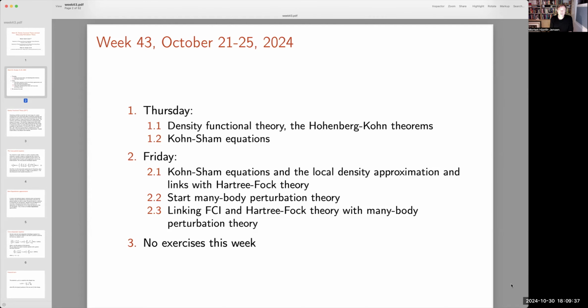Welcome back to Physics 4480. The topic today is to start our discussions of many-body perturbation theory. Many-body perturbation theory is one of the central approximations to the exact solution which we exposed through FCI theory, or full configuration interaction theory.